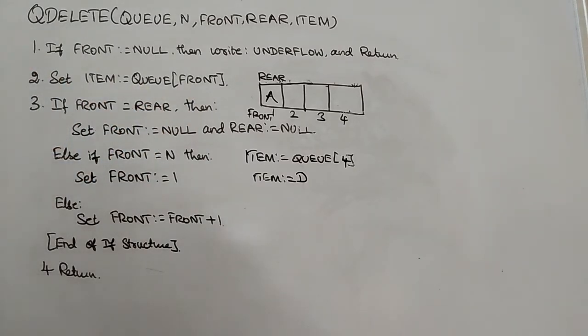Once again, before starting the deletion operation we check whether Q is empty or not. If it is empty, we prompt the user with underflow. Else, if this condition fails, we retrieve the data and store it in the variable item. Then we trace the new value of front by using these statements. Okay, so that's all. I hope every one of you has clearly understood the deletion operation happening in Q.